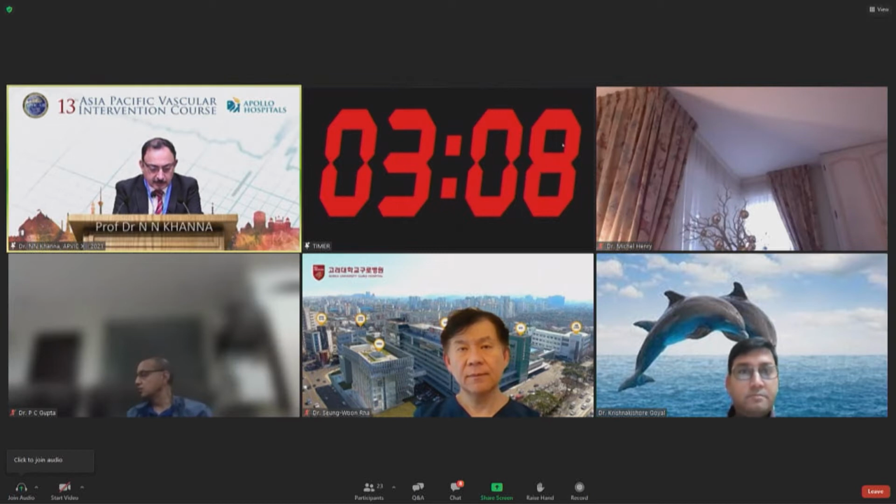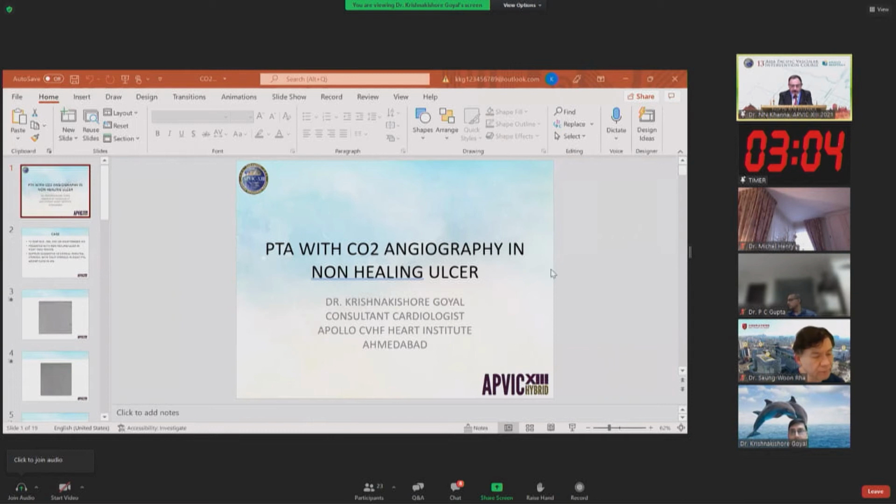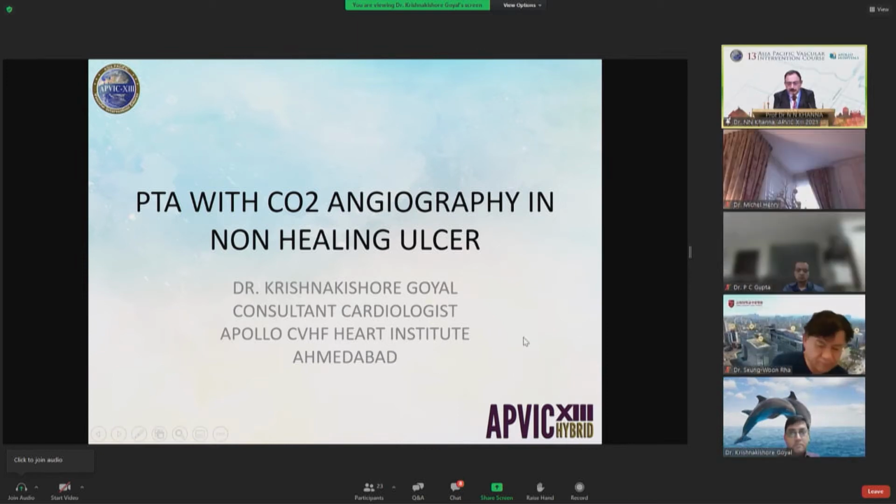This is a talk on PTA with carbon dioxide angiography in non-healing ulcer. These are very important situations, and when we land up with nephropathy and we are totally restricted to use ionic contrast or non-ionic contrast, we have to adapt to this technology. I actually find it very useful in our renal patients. And Dr. Kishore Goyal is one of our consultant cardiologists in the Apollo group of hospitals practicing in Ahmedabad.